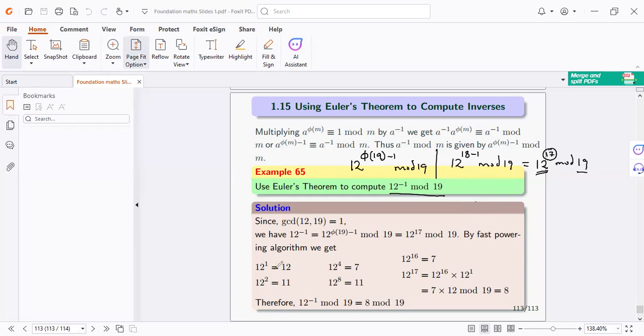Now, I use the fast powering algorithm. 12 raised to 1 will be this, 12 raised to 2 will be that, 12 raised to 4, 12 raised to 8, raised to 16, but I want 12 raised to 17, which is 16 plus 1. So it is 7, 12 raised to 16 which is 7, then 12 raised to 1, which is 12. This gives us 84. Divided by 19, the remainder is 8. So this 8 therefore becomes the inverse of 12.